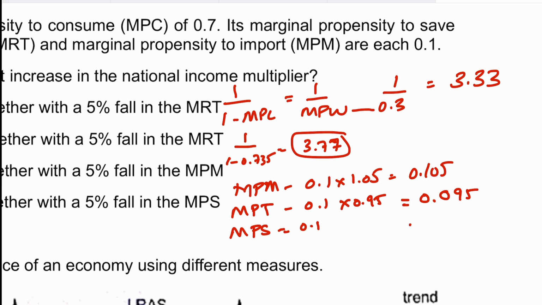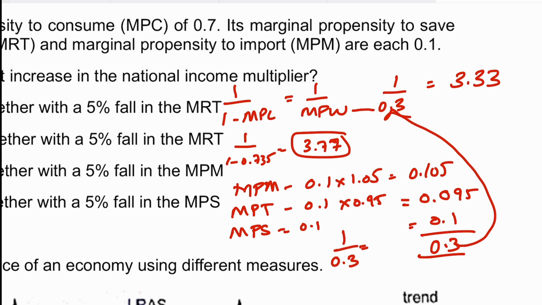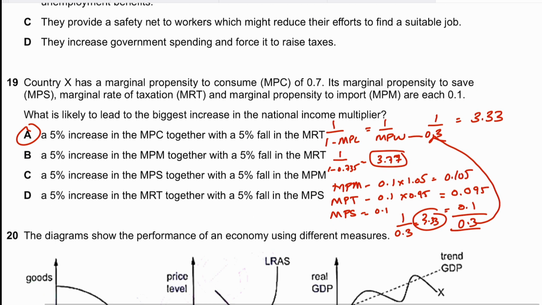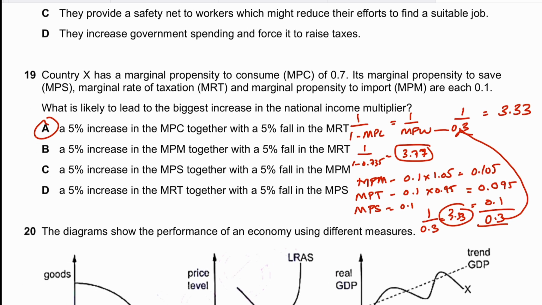0.095, and this should be equal to, it's the same as 0.1, and so the new MPW would be 0.105 plus 0.095 plus 0.1, and hence the new MPW would be 0.3, which is the same as the old MPW, and hence the value of the multiplier would still come up to 3.33, because what's really happening here is that a 5% increase in MPW is basically offset by a 5% fall in MRT, leaving the MPW unaffected, and hence leaving the multiplier really unaffected as well. And so it follows that A is the correct answer.